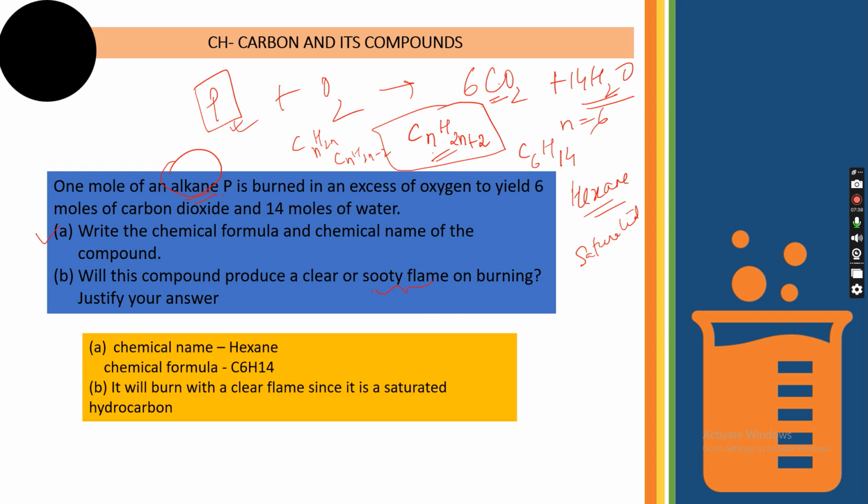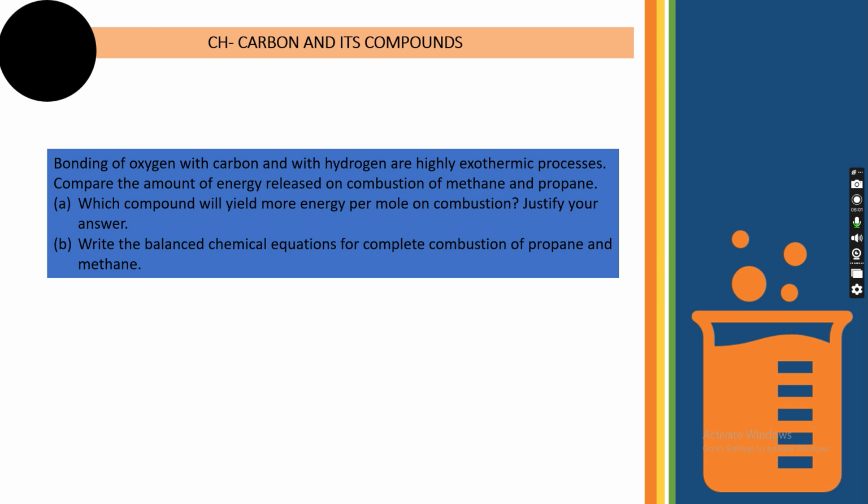Okay, so here is the answer. So hexane formula is C6H14. It will burn with a clear flame since it is a saturated hydrocarbon. Always remember, saturated hydrocarbon always burns with a clear flame in presence of oxygen, and for unsaturated compounds it is a sooty flame. It does not give a clear flame. I hope I am clear. Let's move to the next one.